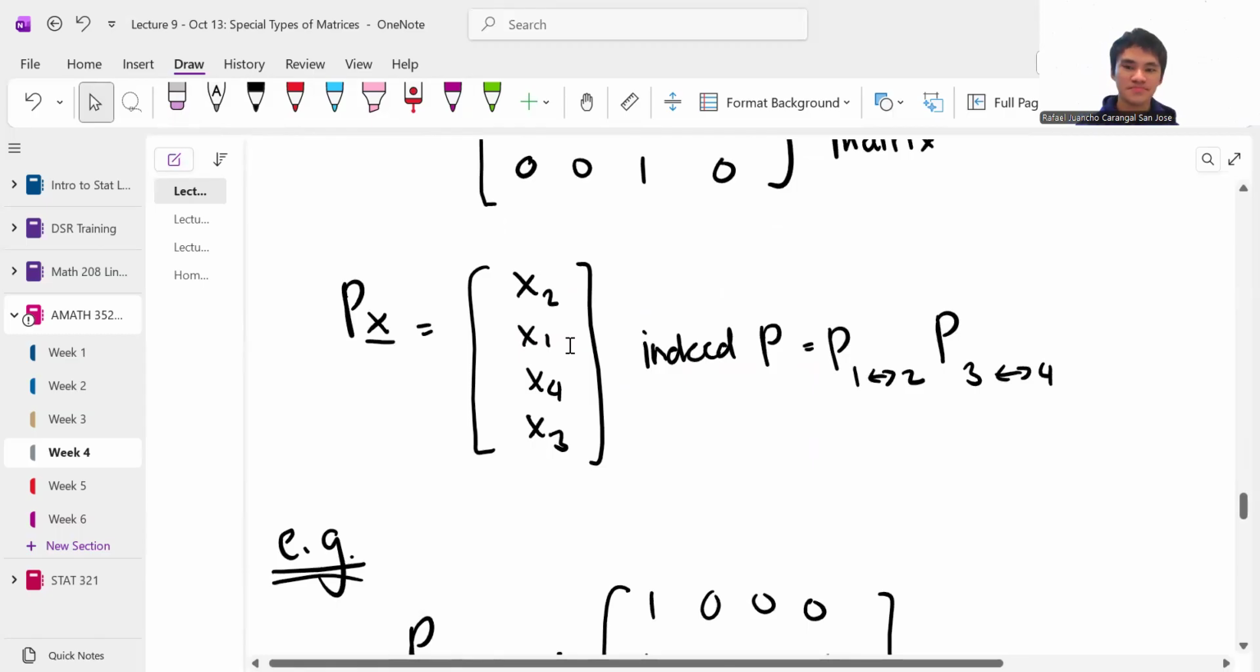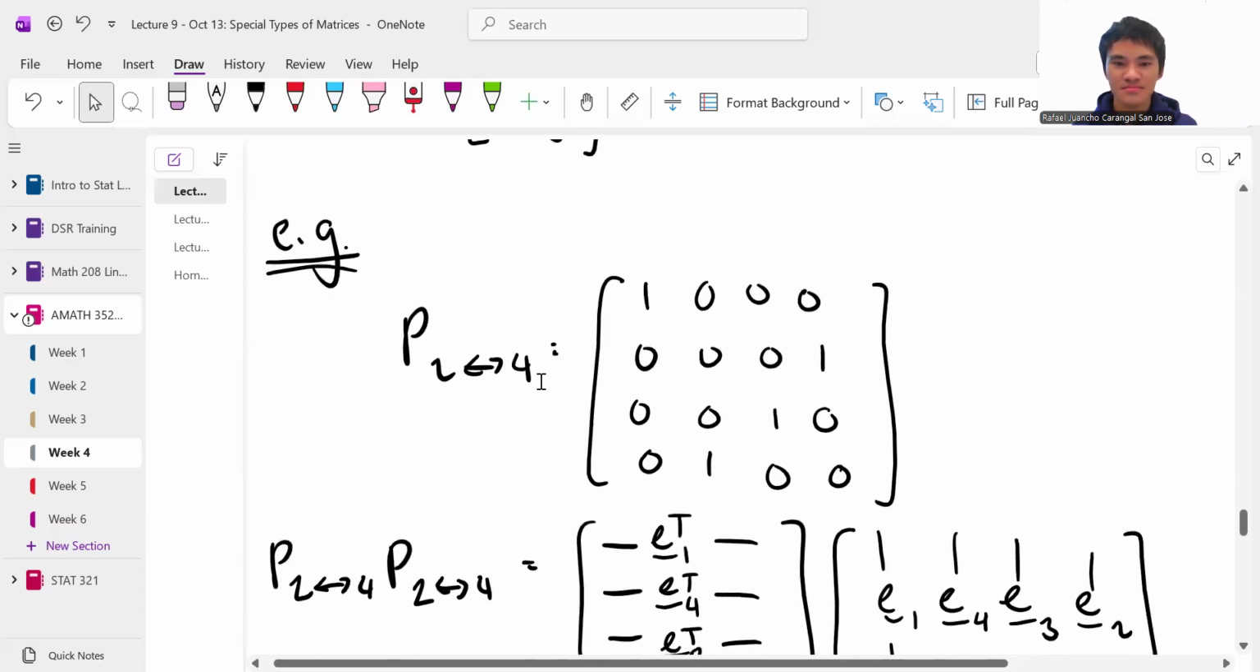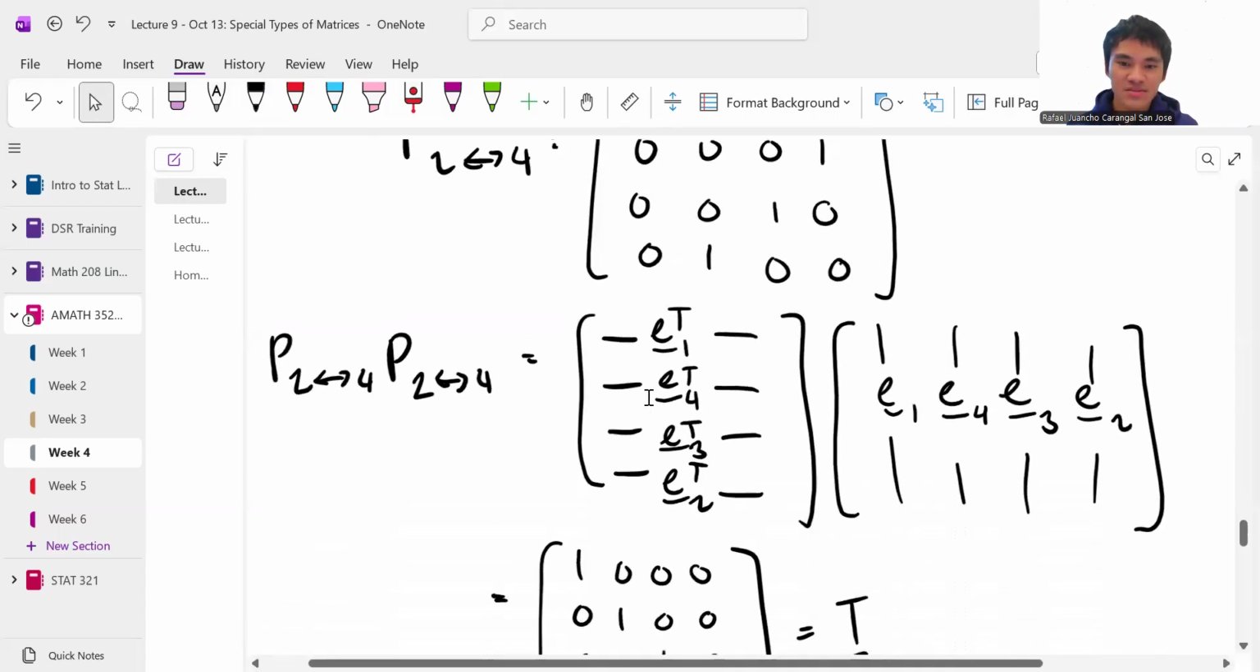Now, if we do Px, and then we switch these, this is just going to switch around, then we can actually determine what that permutation is. So we switched up here 1 and 2, and we also switched 3 and 4. Here we say that we have switched rows 2 and 4 from the identity matrix. So there's a permutation matrix.